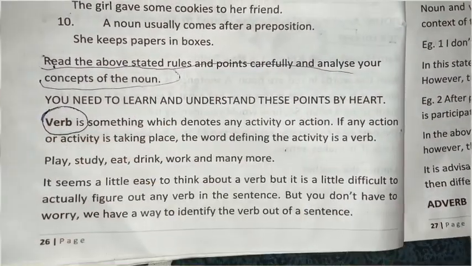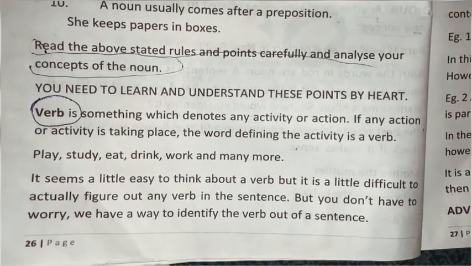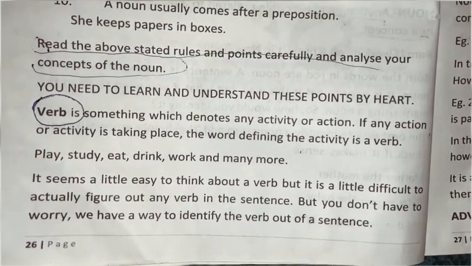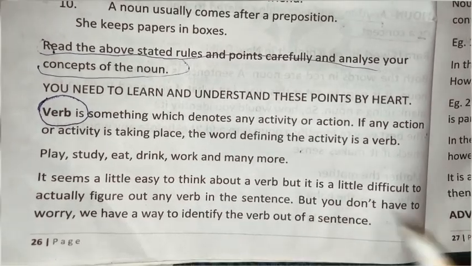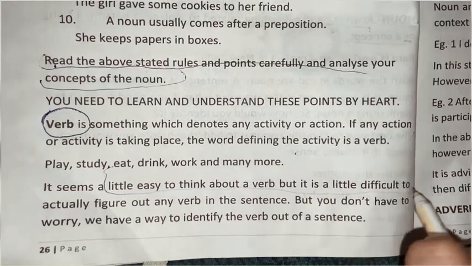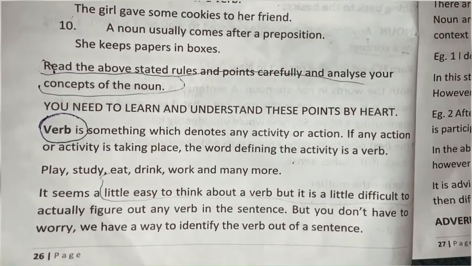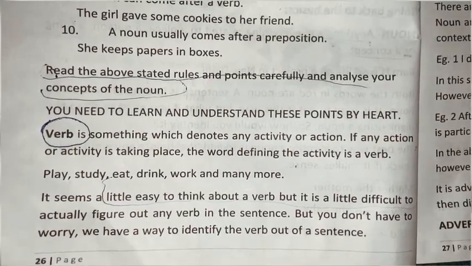Verb. What is a verb? Something which denotes an activity or action. If any action or activity is taking place, the word denoting the activity is a verb. Play, study, eat, drink, work, and many more. It seems a little easy to think about a verb.